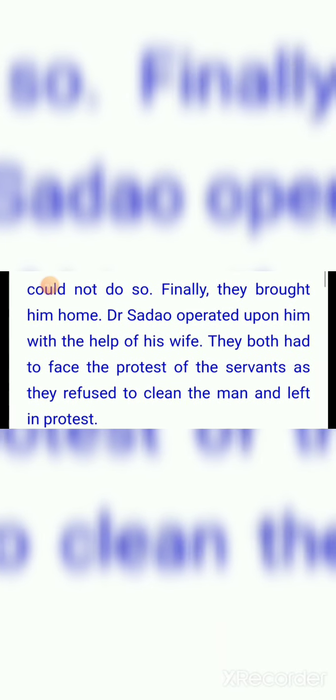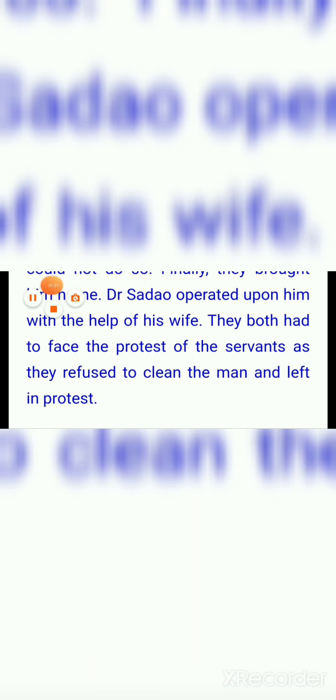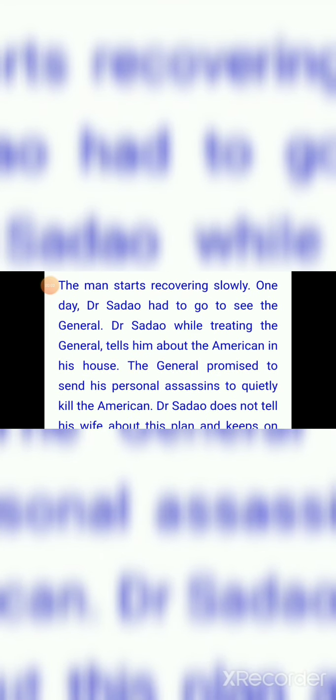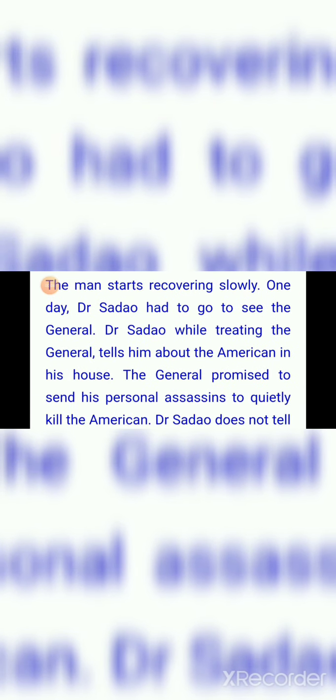Dr. Sadao operated upon him with the help of his wife. They both had to face the protest of the servant. Protest means they all left as they refused to clean the man and left in protest. So the man starts recovering slowly. One day, Dr. Sadao had to go to see the general. Dr. Sadao, while treating the general, tells him about the American in his house because he was so loyal to his country. So he shared each and everything. The general promised to send his personal assassins to quietly kill the American.